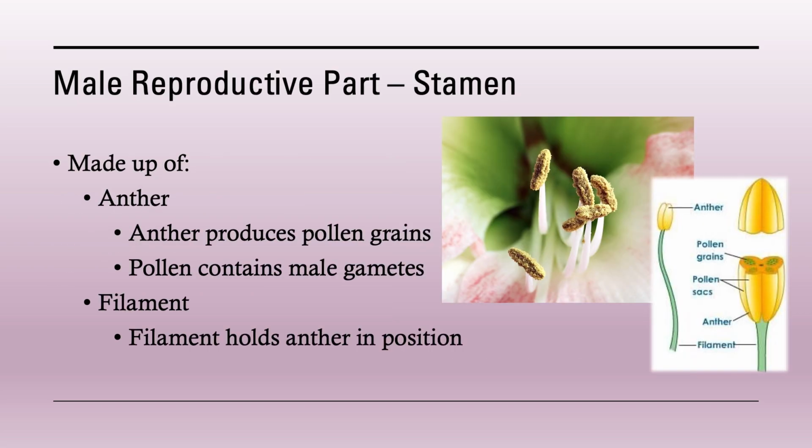The male reproductive part of the flower is called the stamen. Each stamen is made up of two parts, the anther and the filament. The anther produces pollen grains which contain the male gametes. The filament holds the anther in position where pollen can be easily transferred to a pollinator or carried by wind.